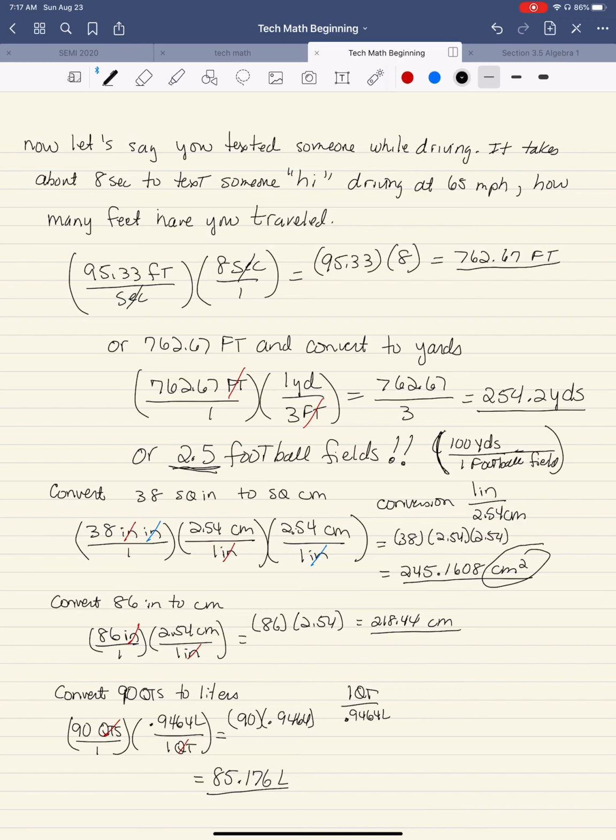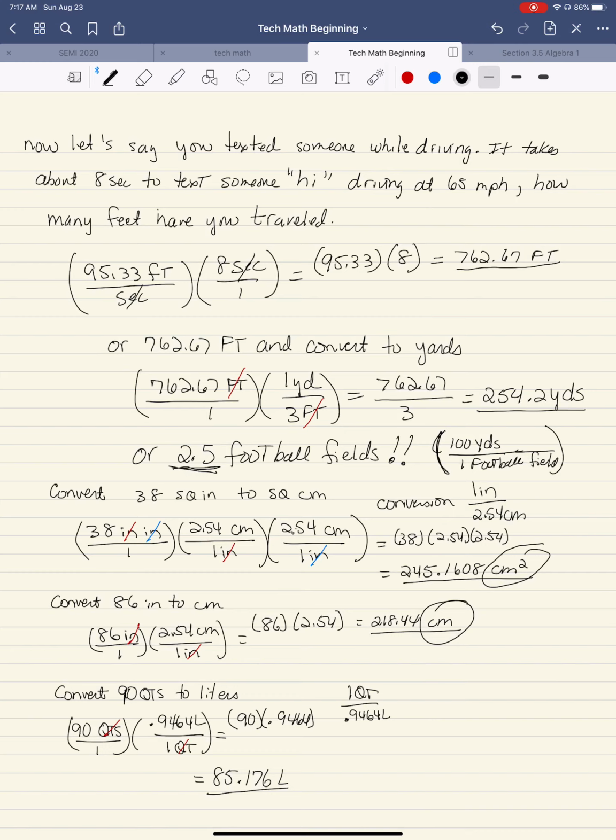If I want to convert 86 inches to centimeters, notice these are just regular inches, regular centimeters, not squared. So I only have to use the conversion once. So 86 inches over 1 times 2.54 centimeters per inch. Inches cancel, it's just a multiplication problem. So it's 218.44 centimeters. Notice these units are only centimeters, not centimeters squared, because I'm not doing it twice.